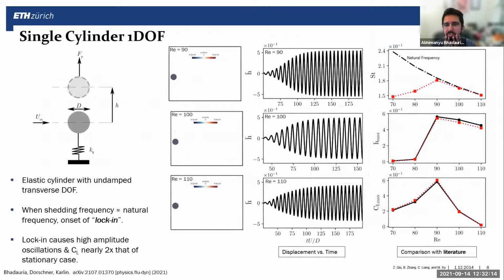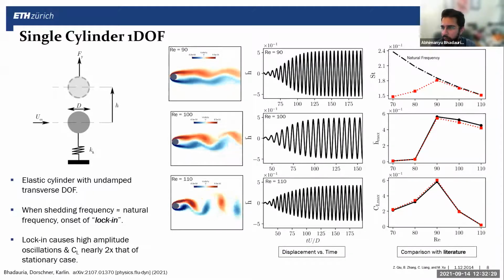So first we have a case of a single cylinder oscillating in transverse flow. It's an elastic cylinder that's mounted on a spring. It's a simple test case, but it allows us to reproduce the dynamic response quite efficiently, and then we can see very easily how our model agrees very well with literature.